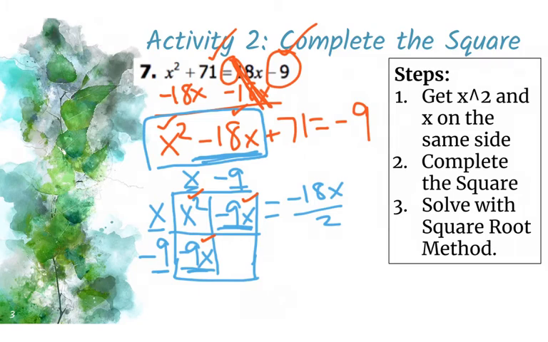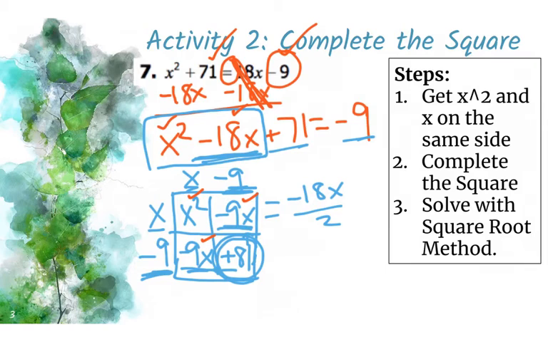Remember, if you want to find out what's inside of the box, then you have to multiply what's above it and what's to the side. So I would have negative 9 times negative 9, which would give me a positive 81. All right. So what do I do with that? I don't see 81 here.